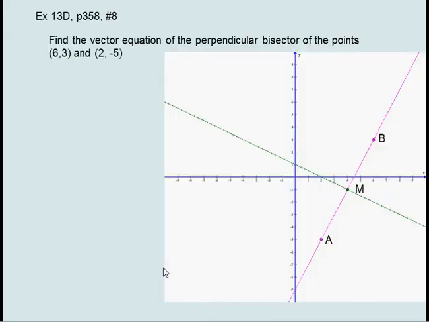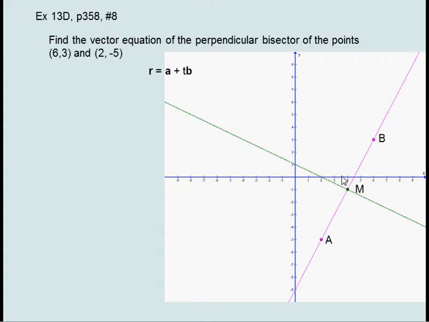Here's some good questions. Find the vector equation of the perpendicular bisector of the points 6, 3, and 2, -5. Here's a diagram. The diagram didn't come with the question, I just drew it to make it easier for you. So there's AB, there's the midpoint. It's a perpendicular bisector, so it has to go through the midpoint, and that angle there has to be 90 degrees.